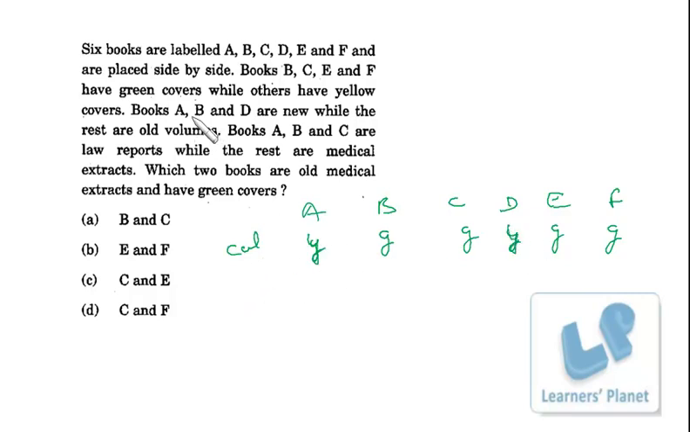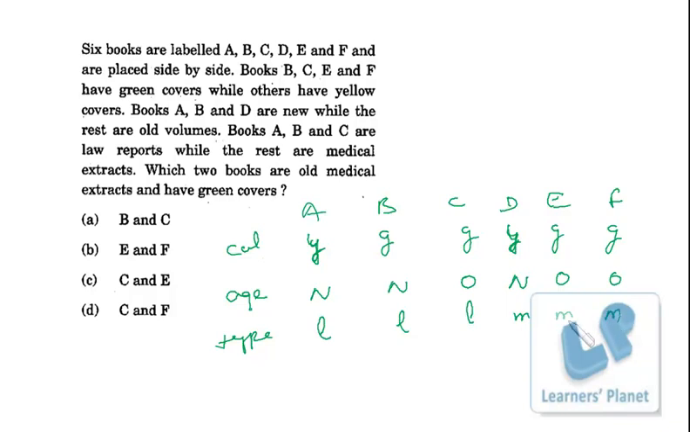Okay, now books A, B, D are new. Okay, age we write old or new. A, B, D are new. So this is new and this is new. While the rest are old volume. So this is old, old, old. Okay, then books A, B, C are law reports. Okay, type of book. A, B, C, law report, law report, law report. While rest are medical extracts.